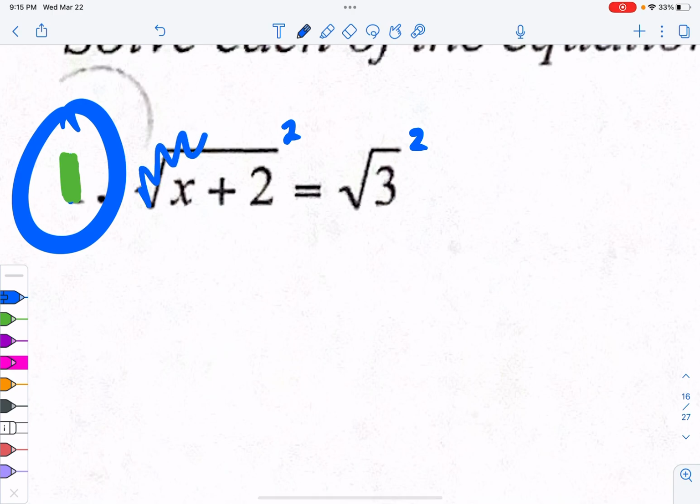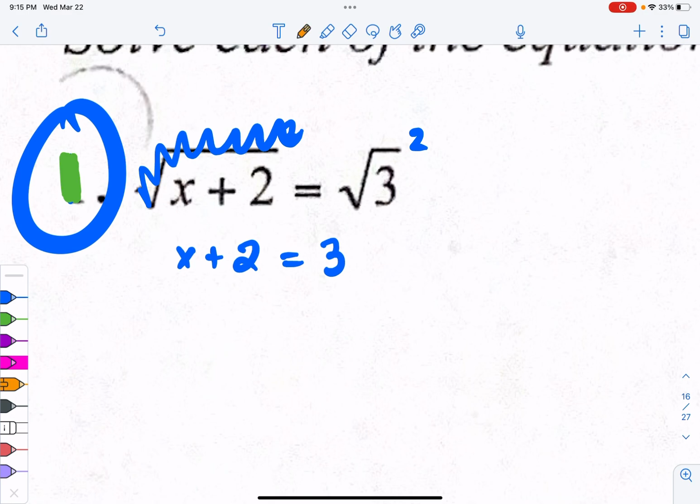So a square and a square root just cancel each other out because they're inverses. So the x plus 2 kind of falls out of the square root. And since the 3 is inside of a square root, that same thing happens to the right side. So I just have the 3 falling out of there, and then all I have to do is solve for x. So I'm going to subtract the 2, and I have x equals 1, okay?